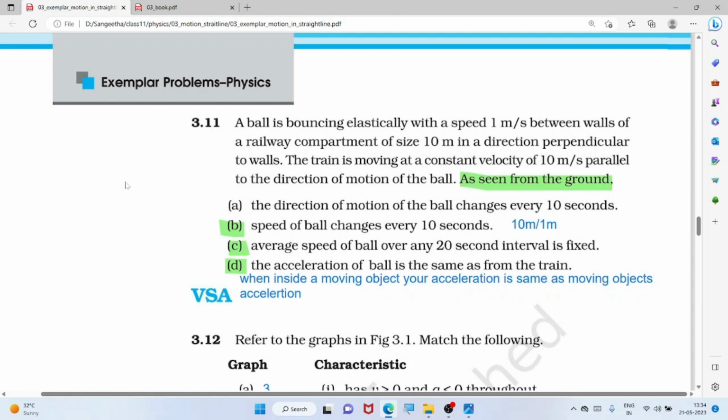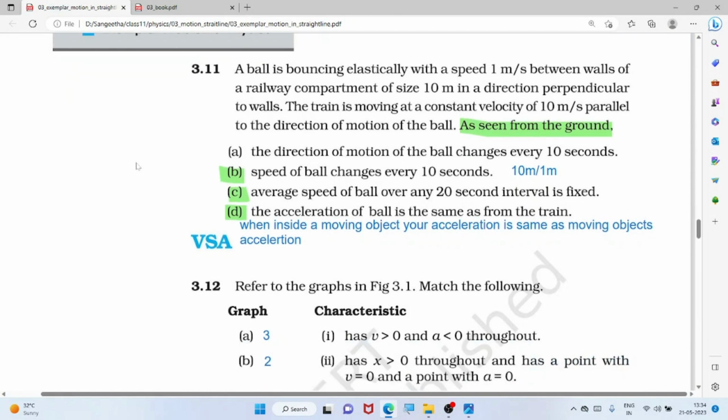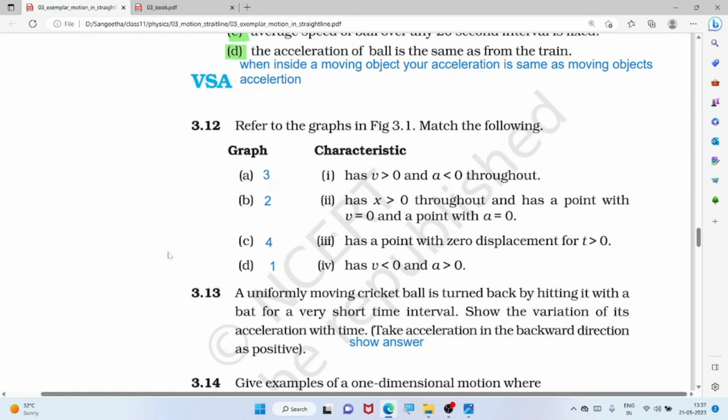They are saying the direction of the motion of the ball changes every 10 seconds. No, the speed of the ball changes every 10 seconds. Speed of the ball is 1 meter per second, and this length is 10 meter. So every 10 seconds the speed will change. Okay, and average speed of the ball in any 20-second interval is fixed. Okay, up and down. Acceleration of the ball is same as that of the train. Yes, when you are inside some moving object, then your acceleration is the same as that object. Okay, very short answer.